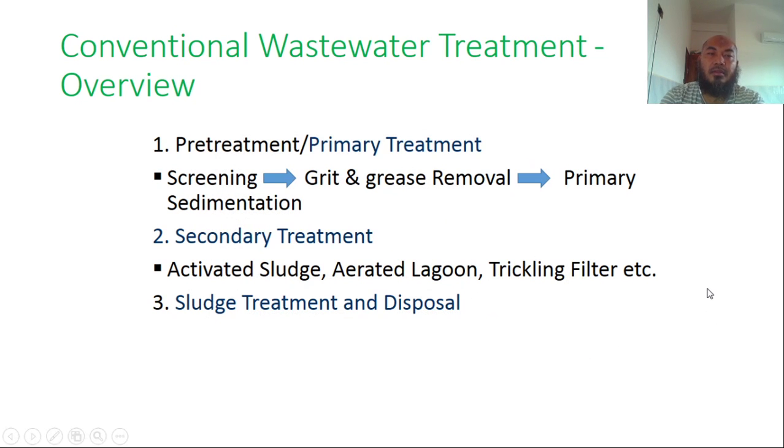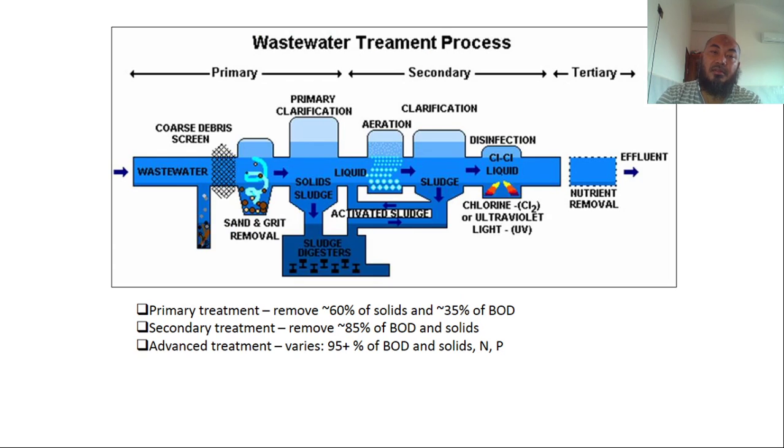Okay, welcome back. So in conventional wastewater treatment, we have pre-treatment or primary treatment, which consists of screening, grit and grease removal, and primary sedimentation. And we have secondary treatment, which consists of several units: activated sludge is one method, aerated lagoon, or another method is trickling filter. So number three is sludge treatment and disposal.